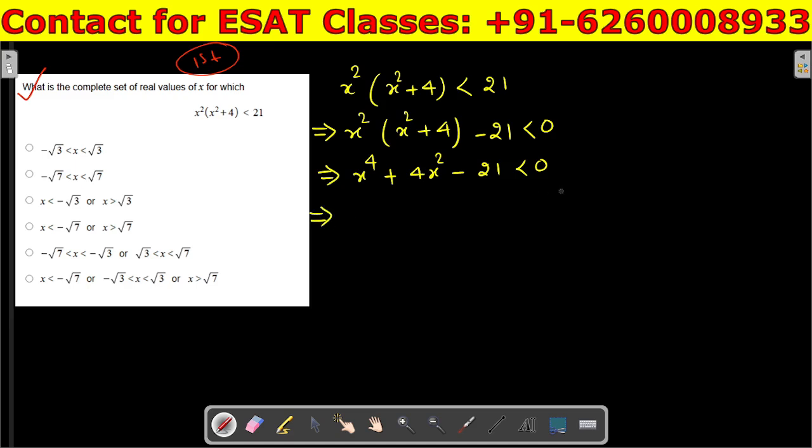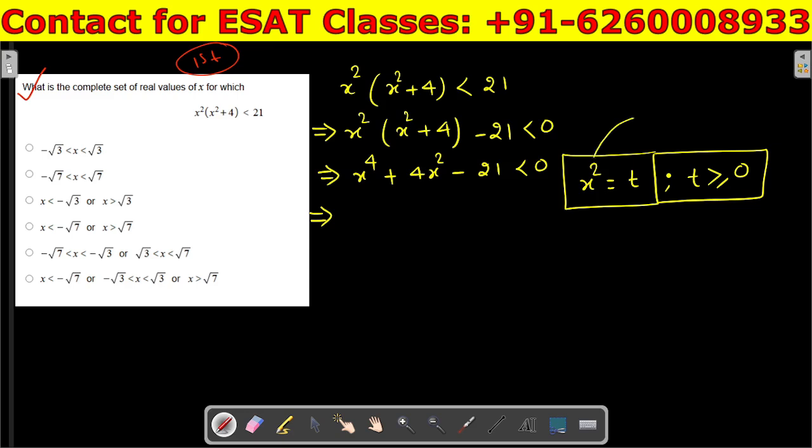Now we can assume that x square is equal to t. Since we have assumed x square is equal to t, there is a condition on t that t must be greater than or equal to 0. Why? Because we know that the square of any number is greater than or equal to 0. So that's the condition on t by default, right? So we have to take care. So this inequality will modify as t square plus 4t minus 21 should be less than 0.